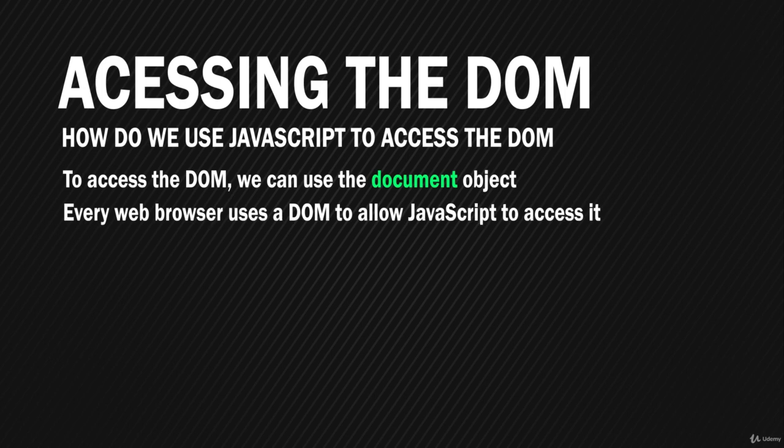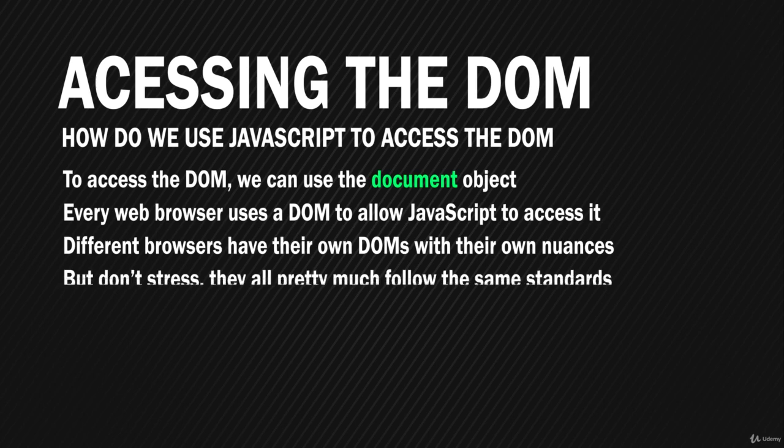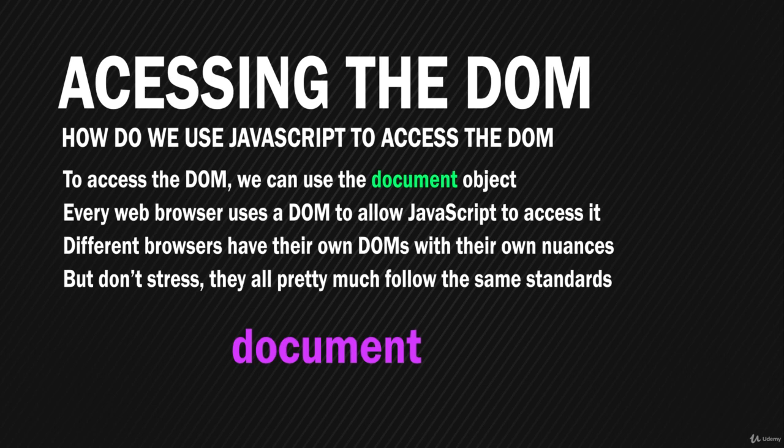Now, every browser uses a DOM to allow JavaScript to access it. This is how modern browsers work. But as we mentioned in a previous lecture, different browsers do have their own DOMs. And that means they all have their own little nuances. But before you start pulling out your hair, please don't stress. They all pretty much follow the same standards. Okay, great. So we know we can use the document keyword to access the DOM.